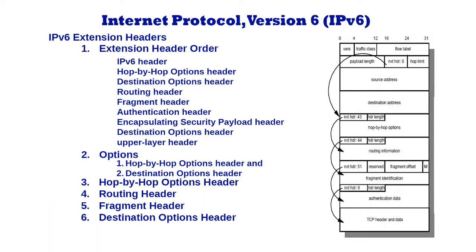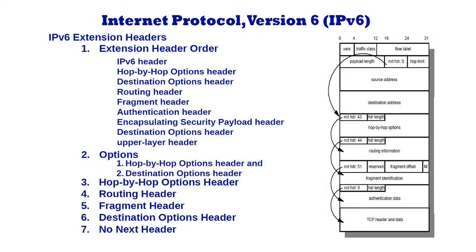Destination options header. The destination options header is used to carry optional information that need be examined only by a packet's destination nodes. The destination options header is defined by the next header value of 60 in the immediately preceding header.